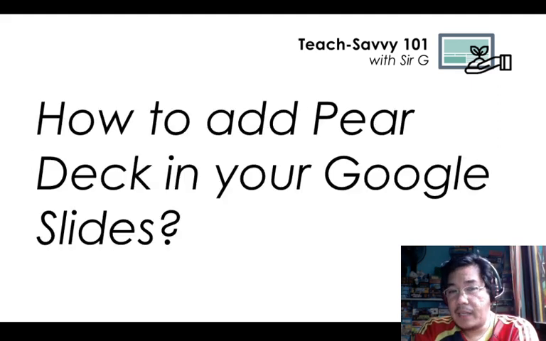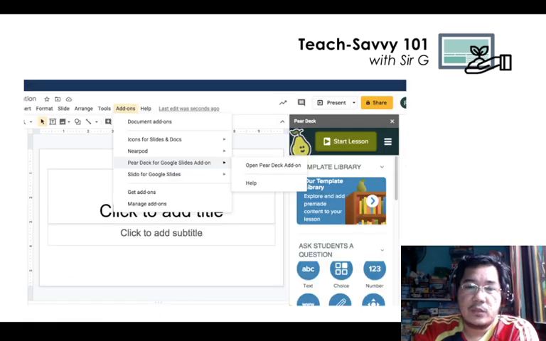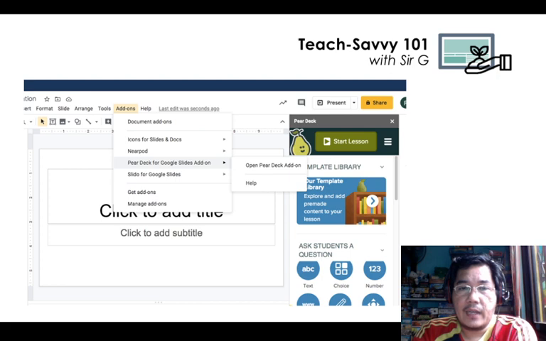So how do you add Pear Deck to your Google Slides? Here I have my Google Slides already, and then I click on add-ons. You would see add-ons right here, and if you don't have Pear Deck yet, just go to get add-ons and look for Pear Deck. Then choose Pear Deck for Google Slides add-on, and open the Pear Deck add-on. I'll show you how it is done using your Google Slides.